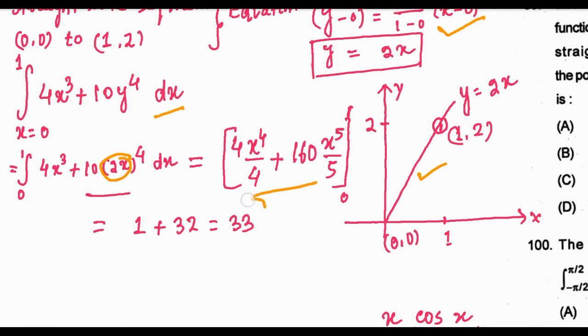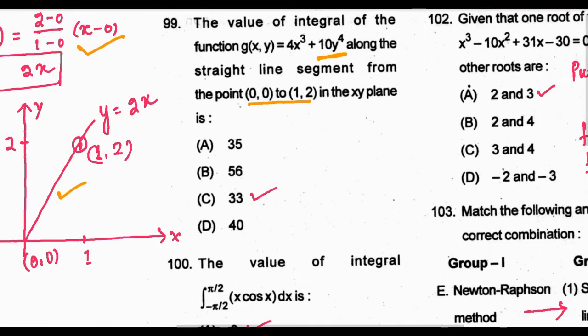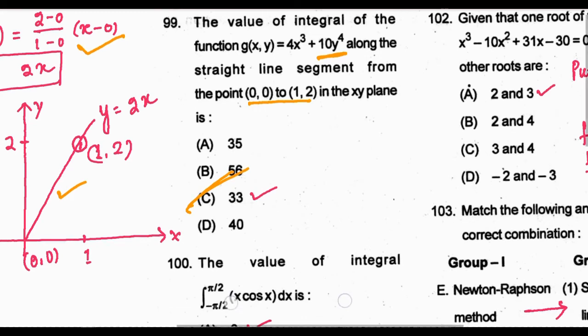And if I put the limit values of 1, what will we get? Here 160 by 5 will be 32, and here this one will be 1. So 1 plus 32, which will equal 33. Here option C is the correct answer.